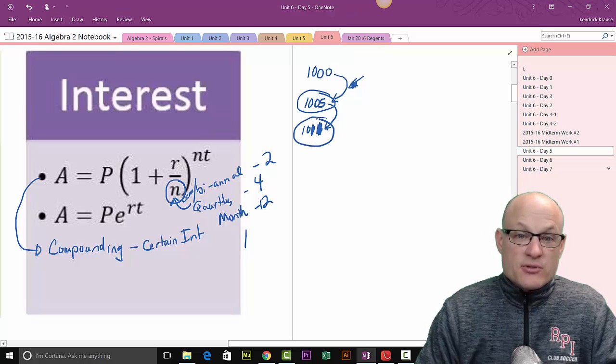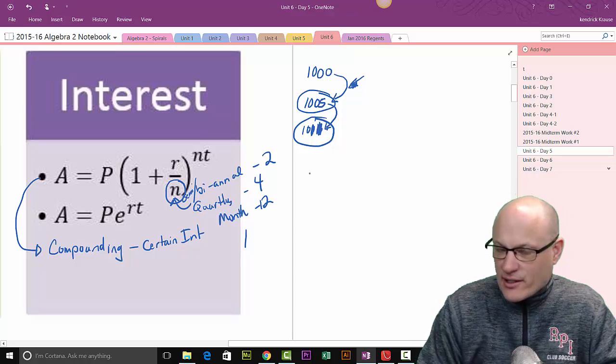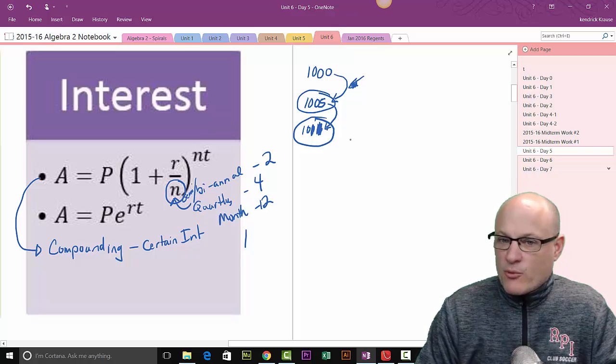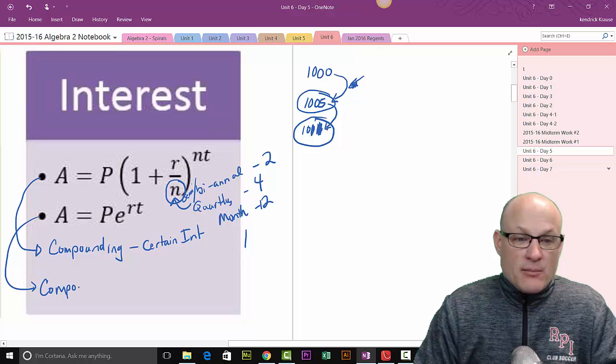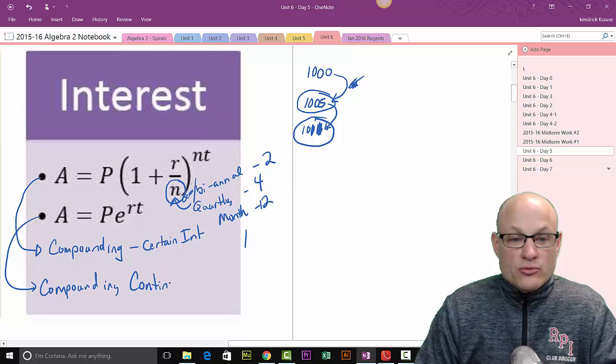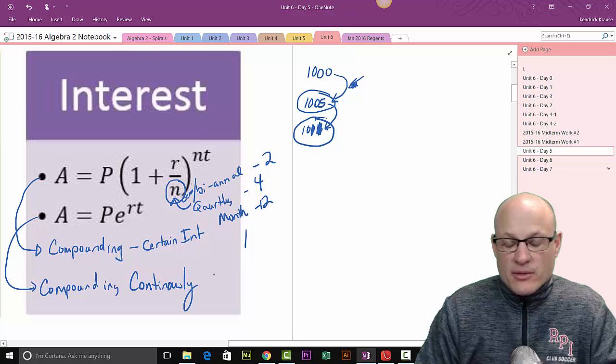But if I could get 10% on $1,011, that'd make me even more money. Now I know it's a little bit of an amount, but a little bit over time is a lot of money. This formula is for compounding interest continuously.